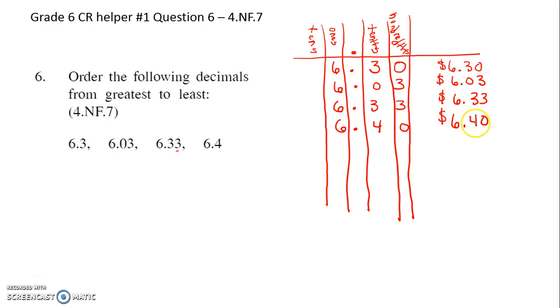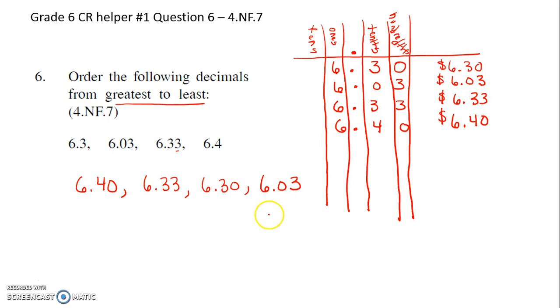For me, if I'm going out to the hundredths place, I always like to relate it back to money. And I want to go from the biggest to the smallest. So now if I look at this, I'm like, okay, which of these would represent the most money? Oh gosh, well, $6.40 would be the most money. Then $6.33 is a little less than that. Then $6.30. And then finally would be that $6.03.